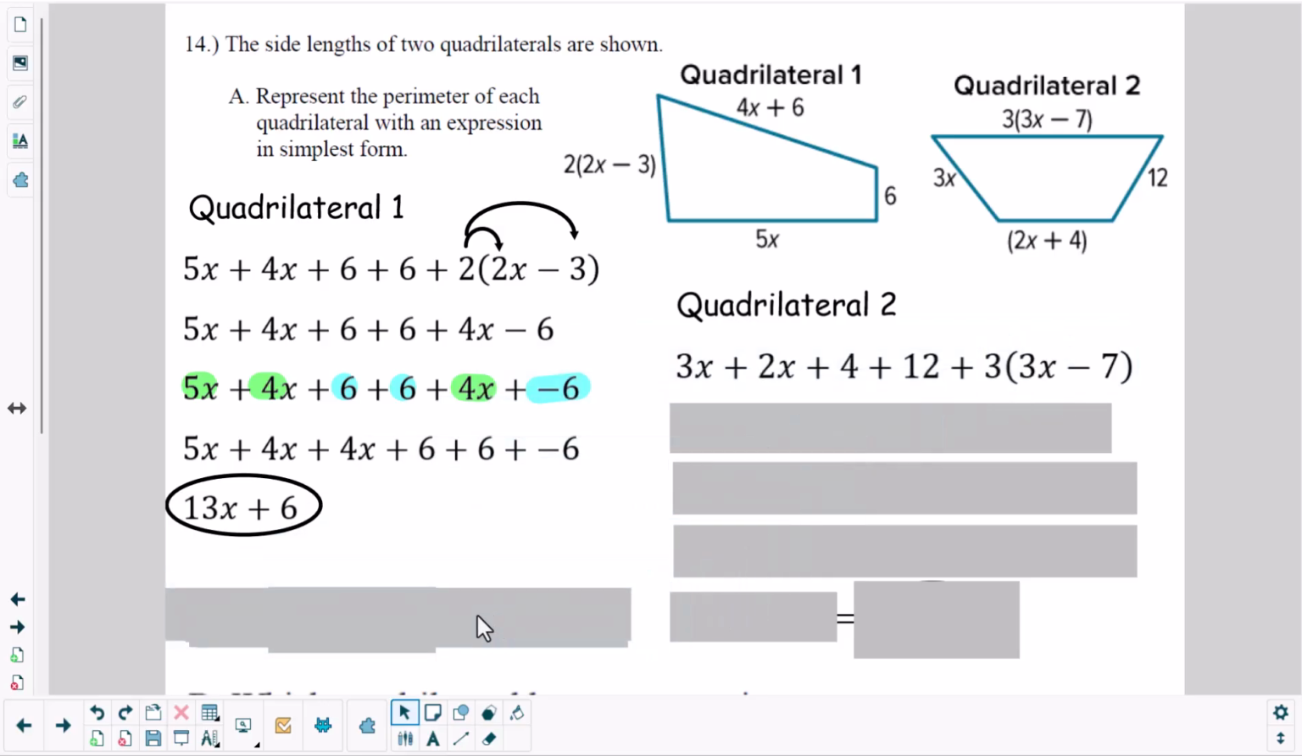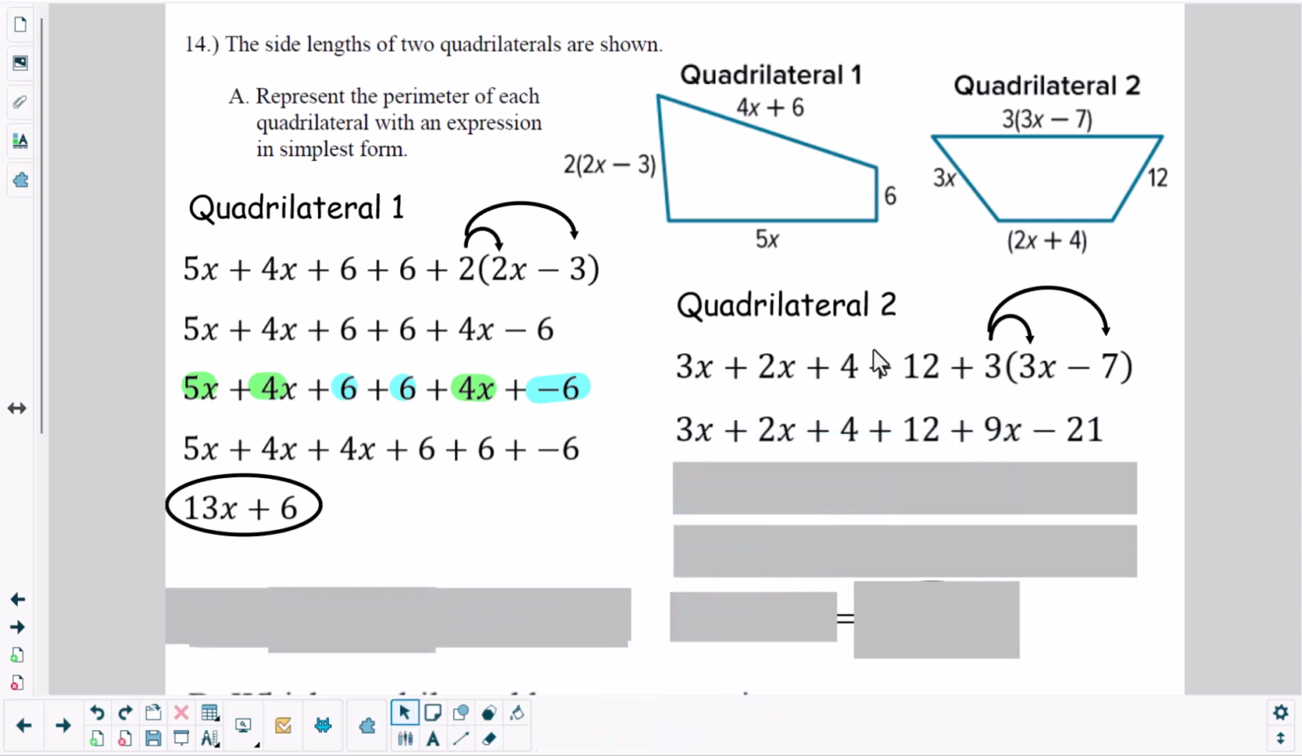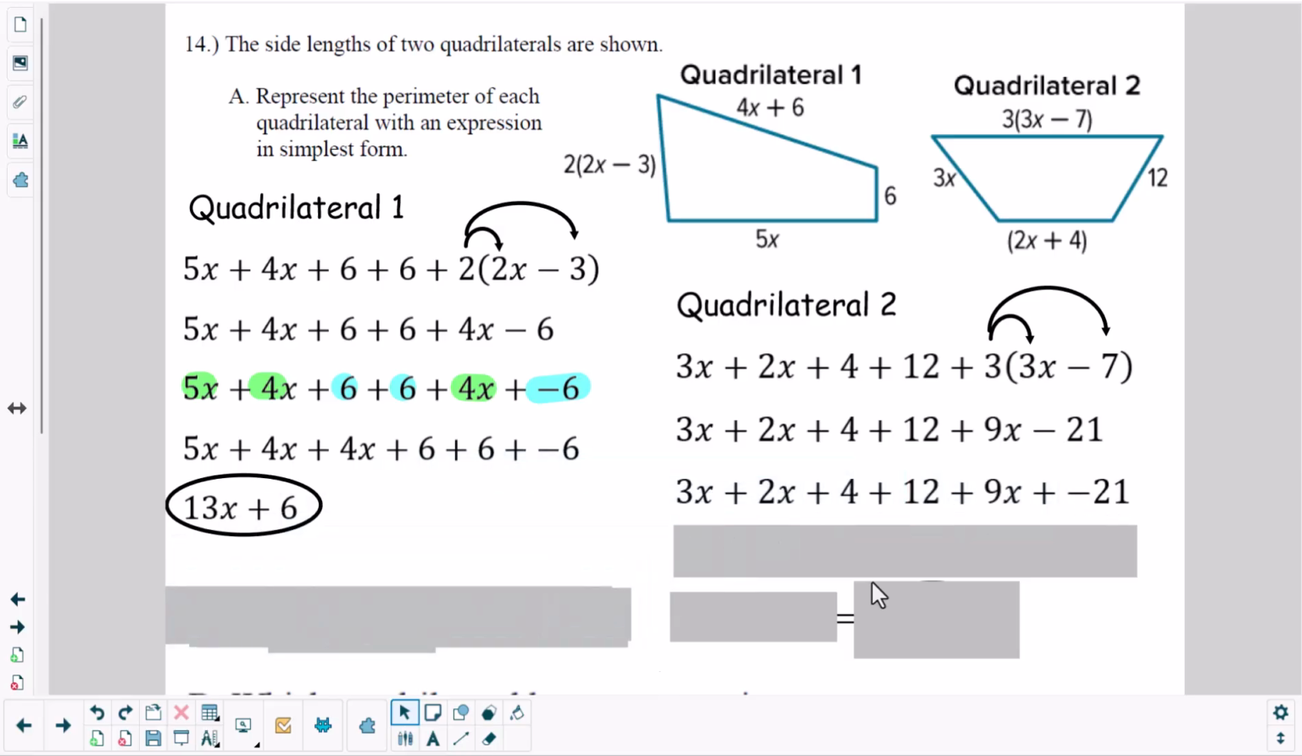I represented this with this expression. 3x plus 2x plus 4 for the bottom, plus 12 for this right-hand side, plus 3 parentheses 3x minus 7 for the top. Let's go ahead and distribute here. So we're going to take 3 times 3x minus 3 times 7. So bring everything else down. 3 times 3x is 9x, 3 times 7 is 21. Again, like the last problem, let's rewrite that minus 21 as plus a negative 21.